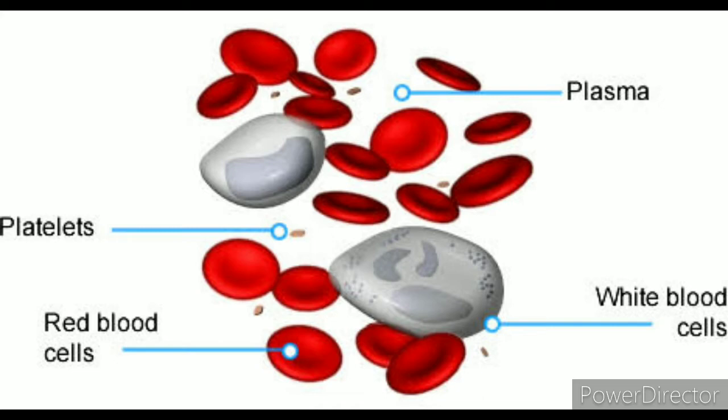Plasma accounts for about 60% of total blood volume, while erythrocytes make up roughly 40% along with leukocytes and platelets. The maintenance of the blood concentration is crucial to normal function as it is necessary for the constant perfusion of body tissues. Blood concentration can be increased or decreased by systemic dysfunction.